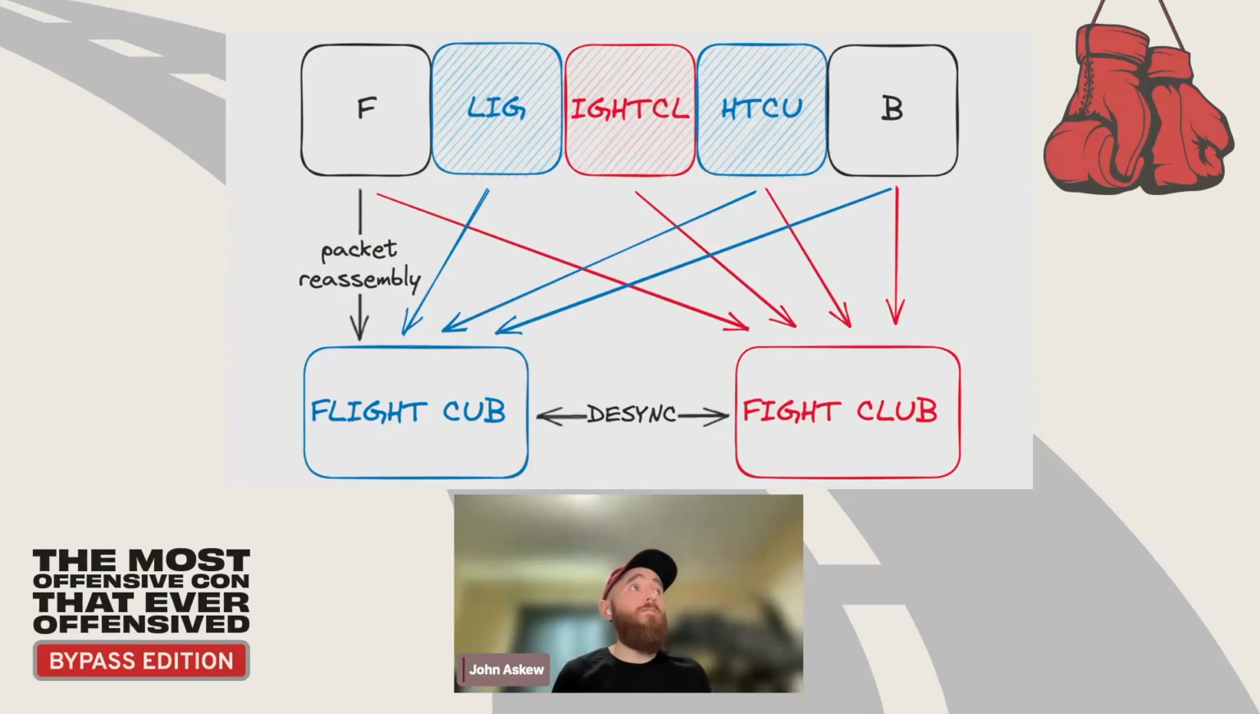So you might craft a message and a series of packets that gets detected as "flight cub" by our IDS system, but when it gets to the target system, it actually interprets it as "fight club," which is the message that we would flag on. And this is a desynchronization between the monitoring tool or control and the production system.